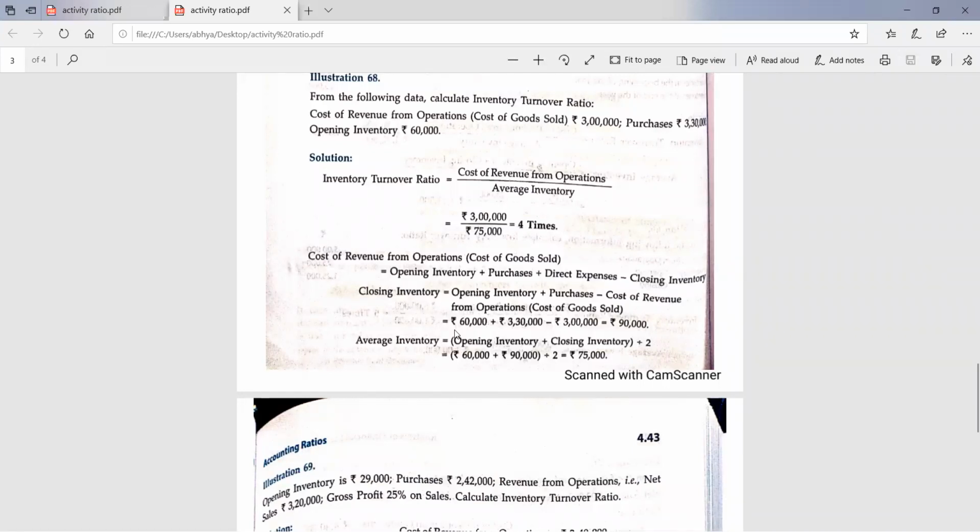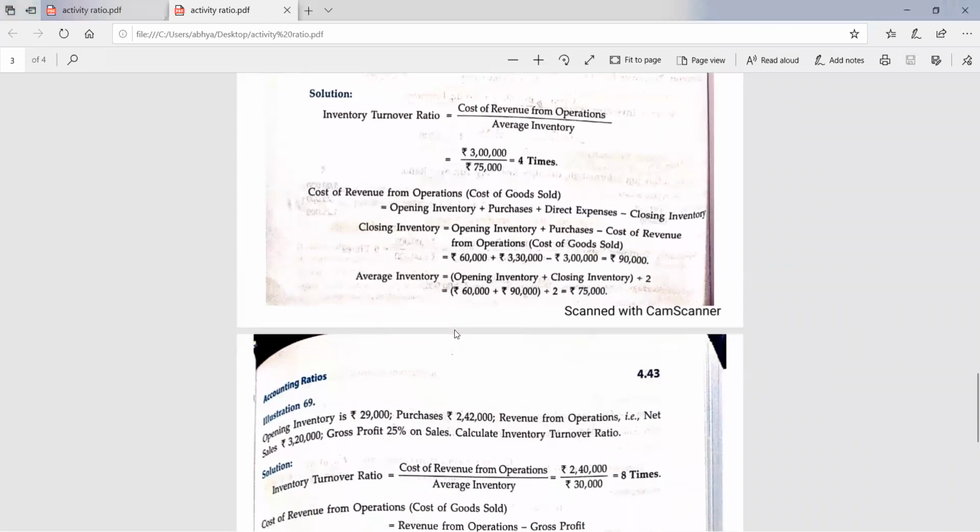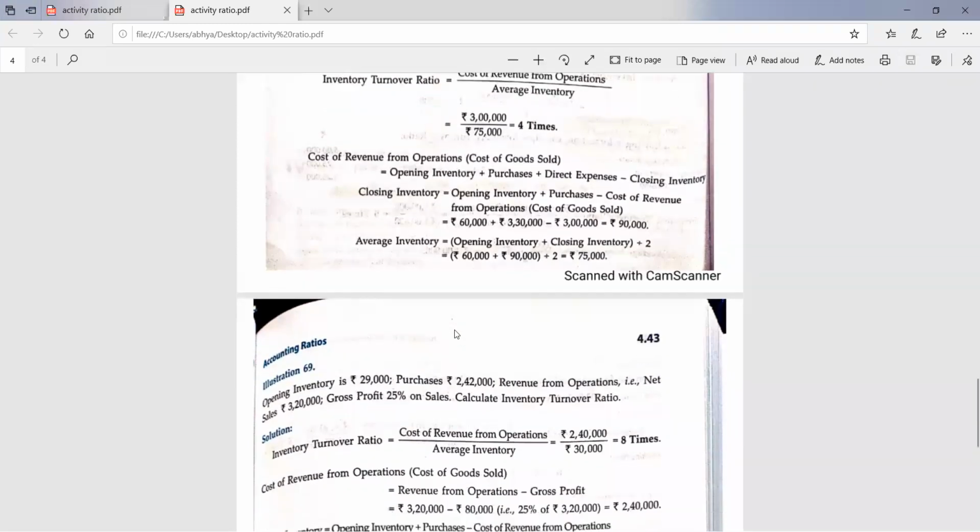So 25% of sale amount is 3,20,000. 25 upon 100 into 3,20,000. So gross profit here will be 80,000. So 320 minus 80. Very good, Anush, Anshika, Abhishek. Very good, Jatin. You all are giving me correct answer. So in this manner we will be doing.